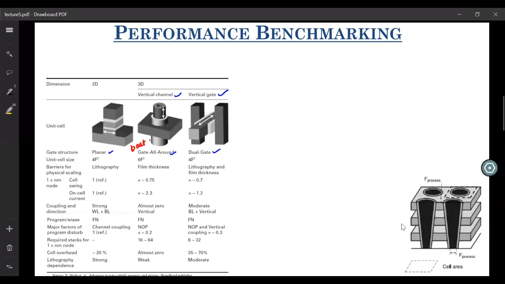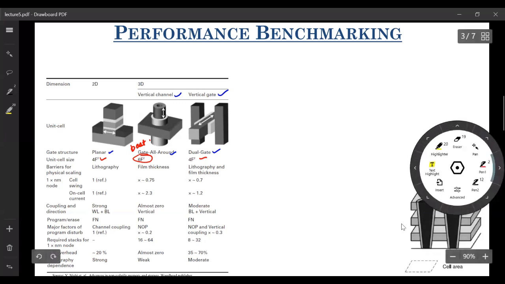Now let us look at the next point, which is the unit cell size. Here it is not the effective cell size, which considers your bit line contact, word line contact, and your select transistors, but only the cell size. Cell size wise, your 2D NAND flash and 3D vertical gate NAND flash occupy an area of 4F squared. However, the area occupied by the vertical channel is 6F squared. And why is it so? Because its dimensions are determined by the thickness of the ONO layer, which is deposition.